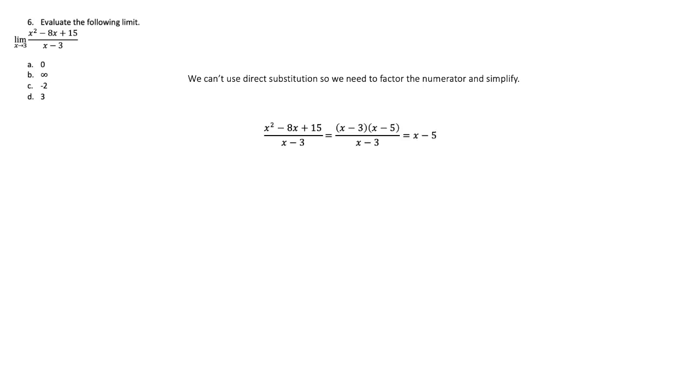Evaluate the following function. We have a rational function and we're taking the limit as x approaches 3. This causes division by 0, so we can't use direct substitution. The approach here is to factor the numerator and simplify. When we do that, we cancel out the common factor of x minus 3 and we're left with x minus 5. In that case, now we can use direct substitution to get that the limit is -2.